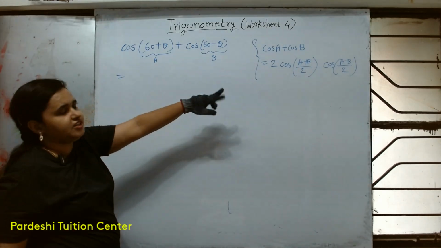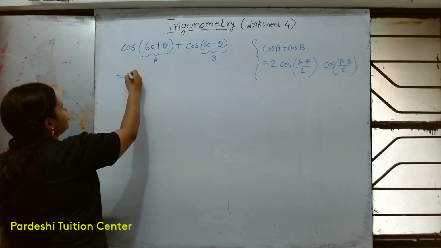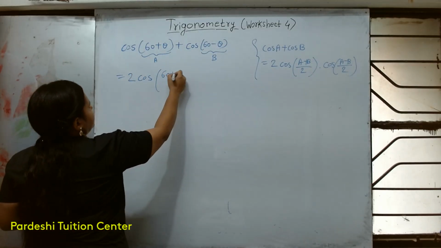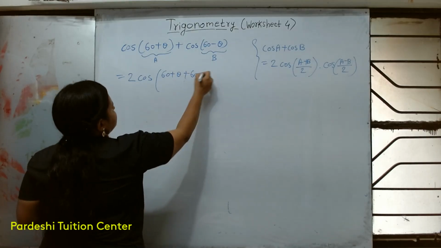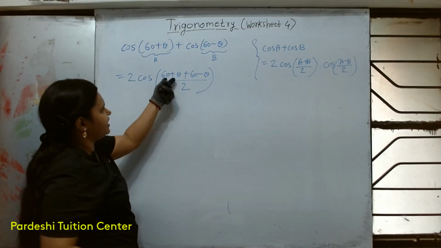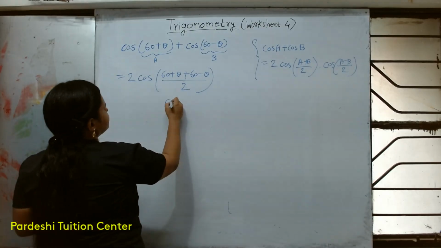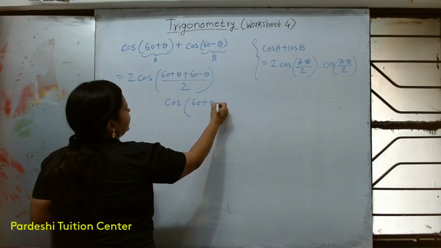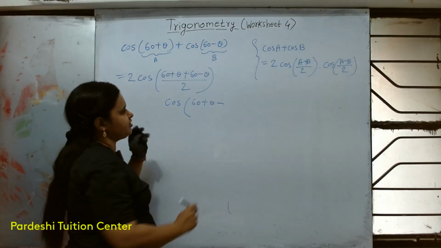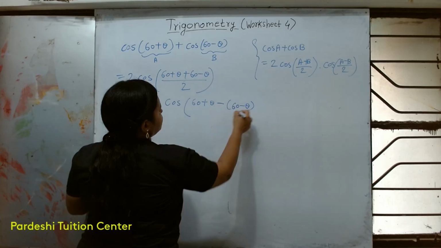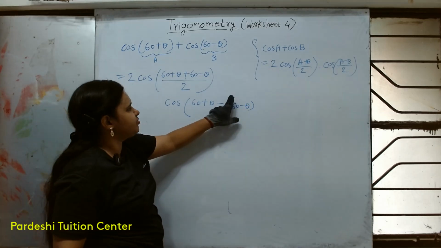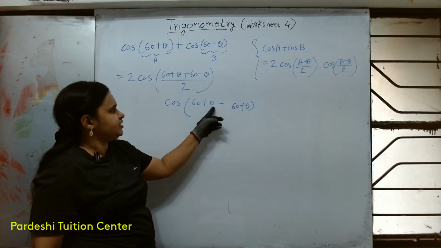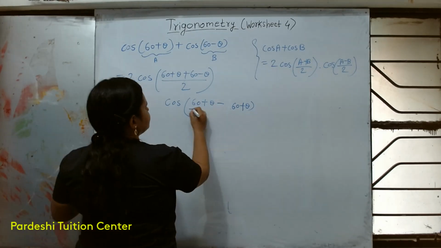So we will just put in the values in that formula. It will be 2 cos of A plus B by 2, that means 60 plus theta plus 60 minus theta upon 2. Now cos of A minus B by 2. We write 60 plus theta minus, and we have to put this in bracket, 60 minus theta. If I multiply minus inside the bracket, it will be minus 60 and minus theta becomes plus theta. So it will be 60 plus theta minus 60 plus theta upon 2.